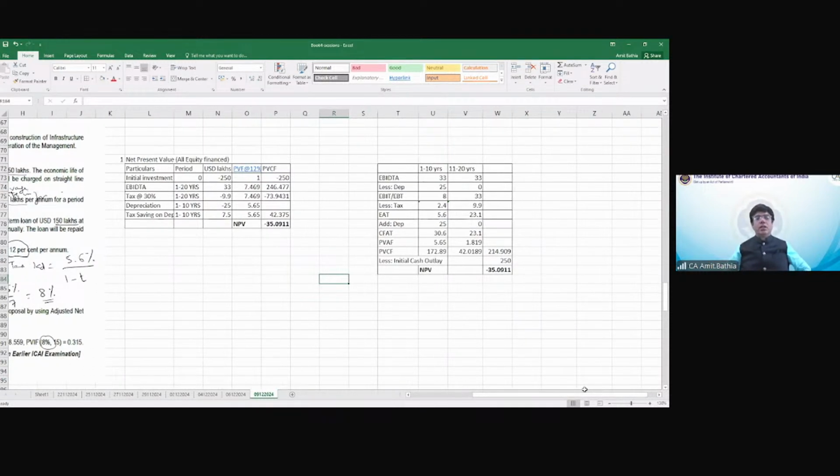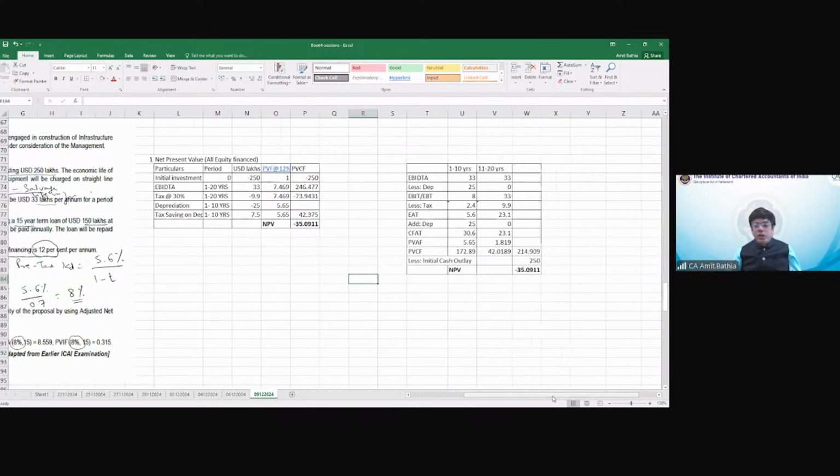Like we have done so far, the NPV of all equity finance. Now, if we take a loan, right, then that is my second part. So I need to analyze that part as well, right? So now I'm going to calculate the PV of financing by debt. So how do I go about that?